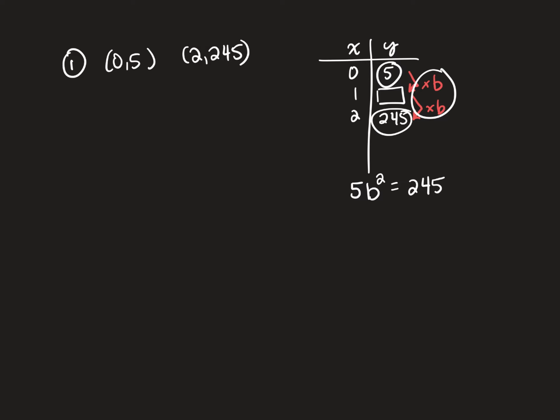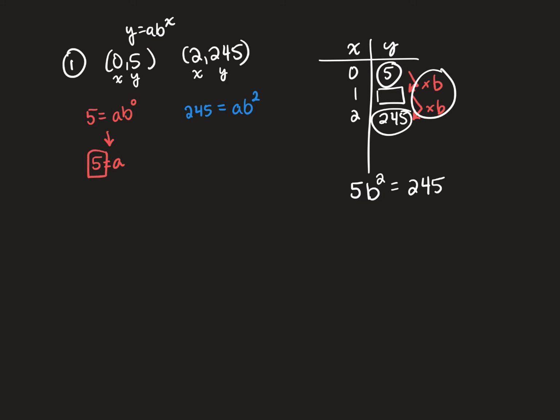The second thing you could do is you write an equation in the form y equals a b to the x power, where this is x and y, and this is x and y. So we can write 2 equations. 5 equals a times b to the 0 power, and 245 equals a times b to the 2nd power. Now the nice thing about this equation is that that just ends up being 5 equals a.